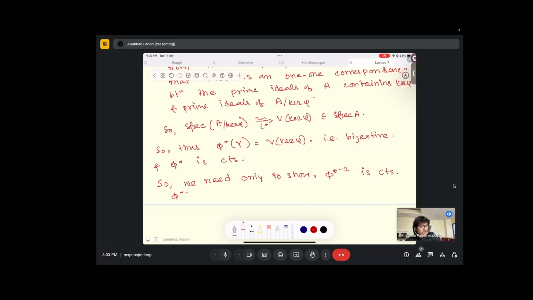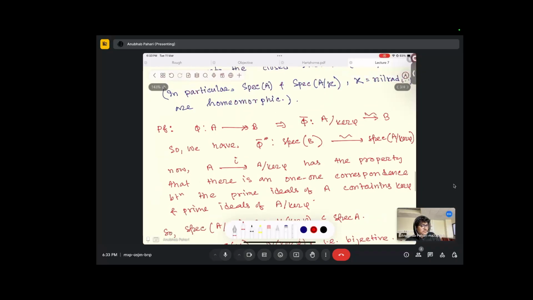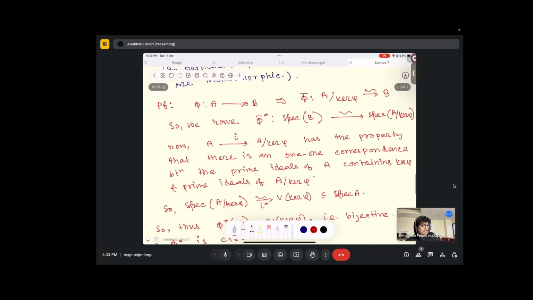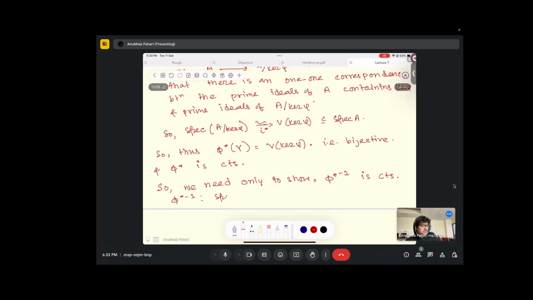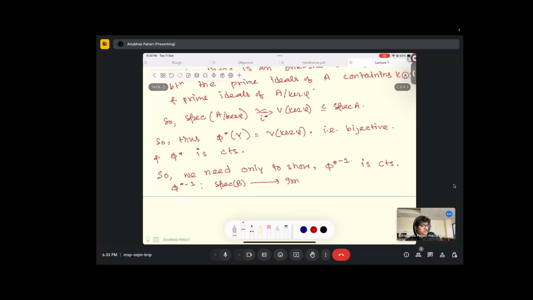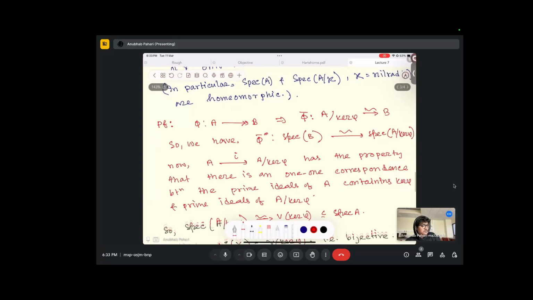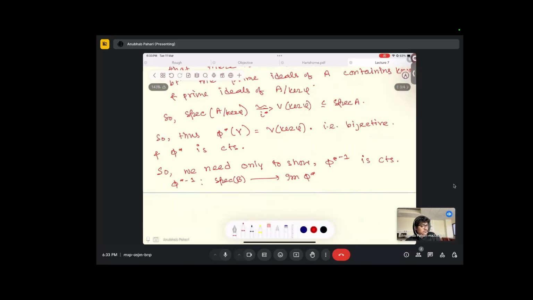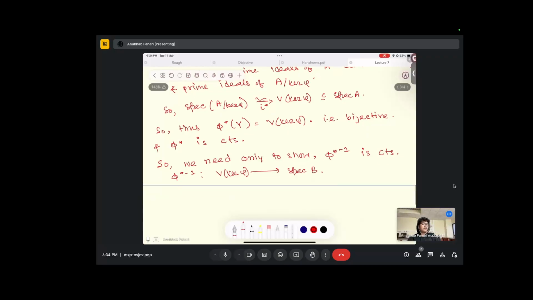And you need to notice that phi star inverse is defined from V of ker phi to Spec B. So this actually is a restriction map.